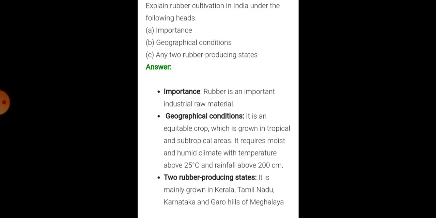Second is geographical conditions. It is an equatorial crop which is grown in tropical and subtropical areas. It requires a moist and humid climate with temperature above 25 degrees Celsius and rainfall above 200 centimeter. Then any two rubber producing states. So it is mainly grown in Kerala, Tamil Nadu, Karnataka and Garo Hills of Meghalaya.